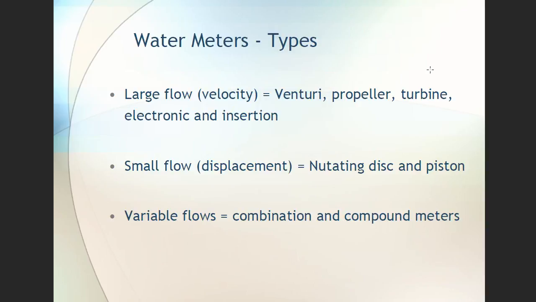So we have a couple different types of water meters. We have large flow, which are velocity meters, which are Venturis, propellers, turbine, electronic, and insertion. We have small flows, which are displacement, which are nutating disc and pistons. And then we have variable flows, which is a combination of both. The advantage of a variable flow meter is you're going to be able to see your large volumes, but you're also going to have a much smaller dial that reads much smaller volumes, which helps you detect leaks.